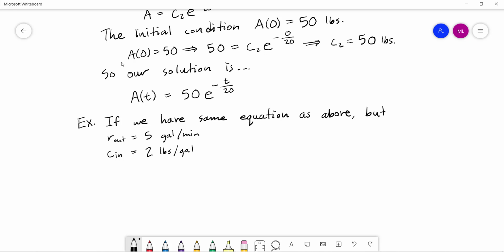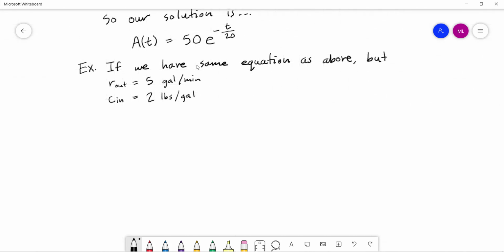Okay, but everything else will stay the same. Same initial condition, same input rate, all of that good stuff. So all we're going to do is have the same starting point. dA/dt equals, again, it's always going to be the rate in times the concentration in minus the rate out times the concentration out. And we need to think about each of these pieces. So the rate in, I'm going to say it was the same as the previous problem, so it's 10 gallons per minute.